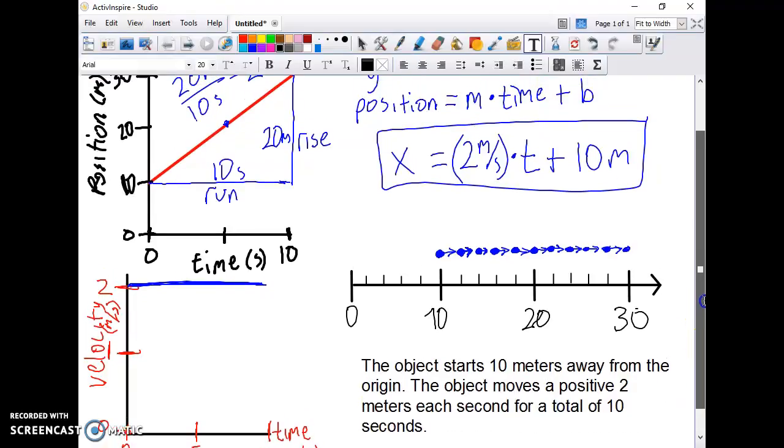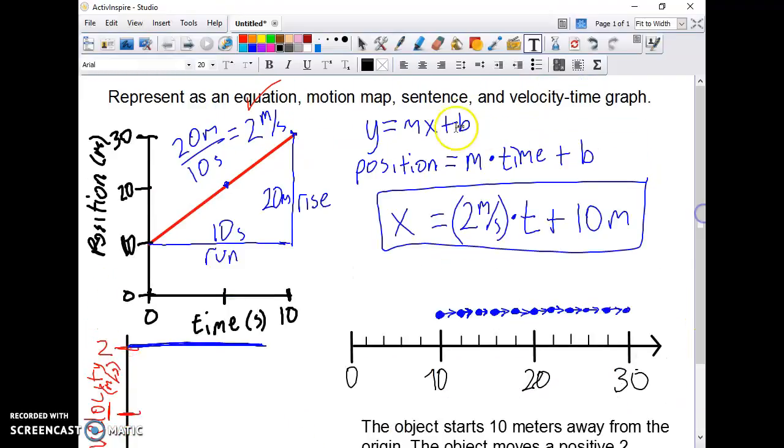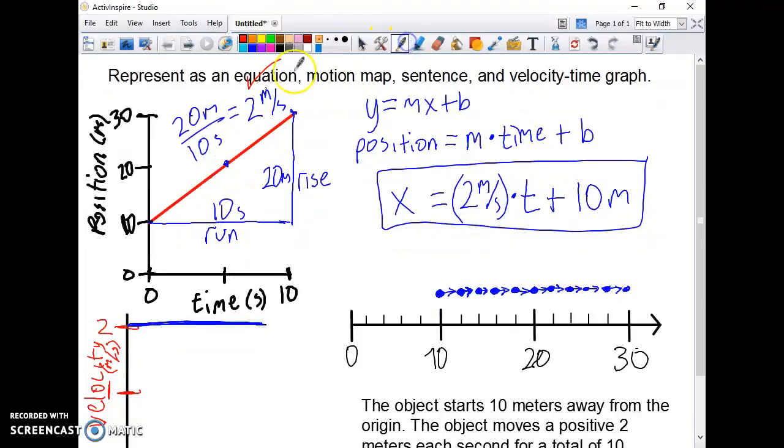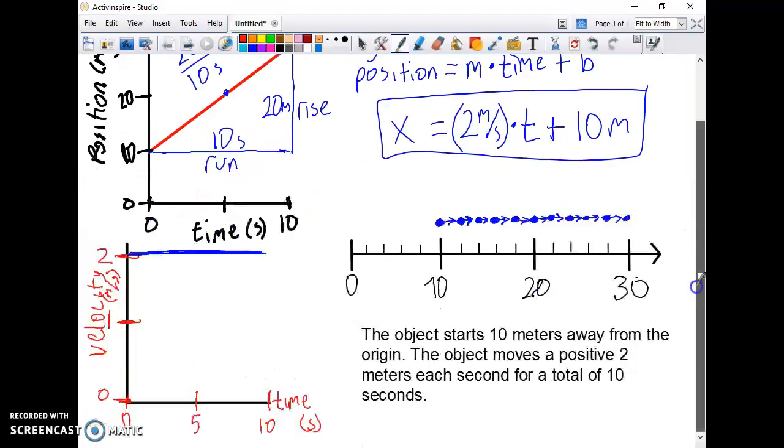In this case, we have our position time graph represented as an equation, as a motion map, as a velocity time graph, and as words. Nicely done.